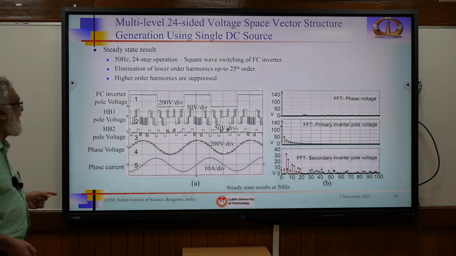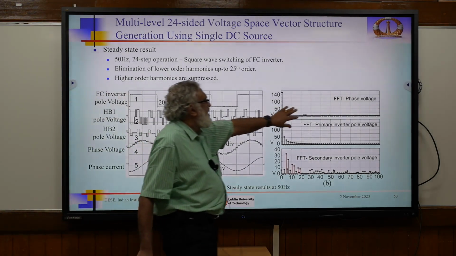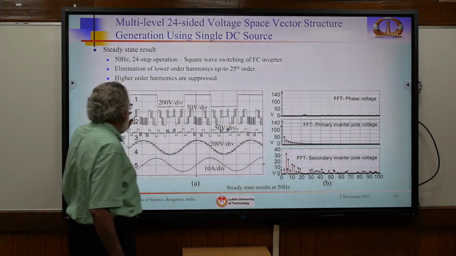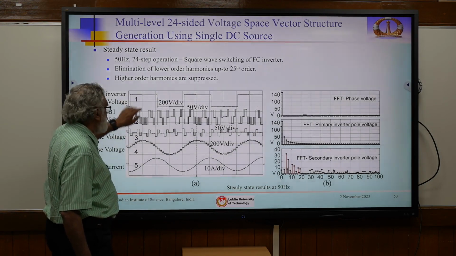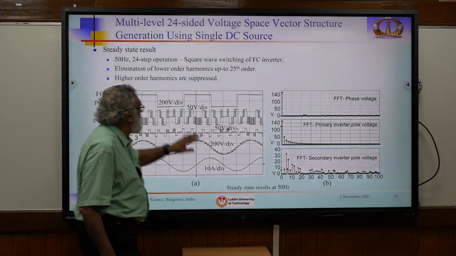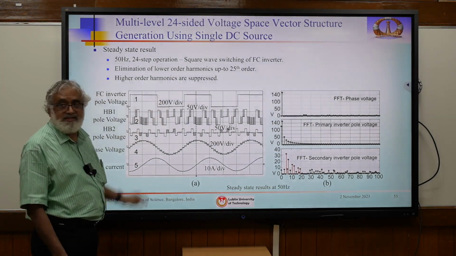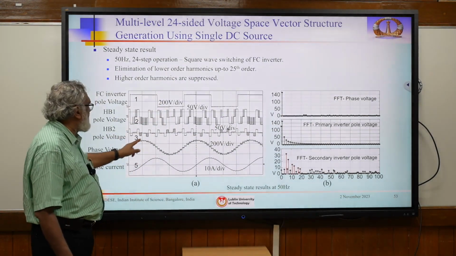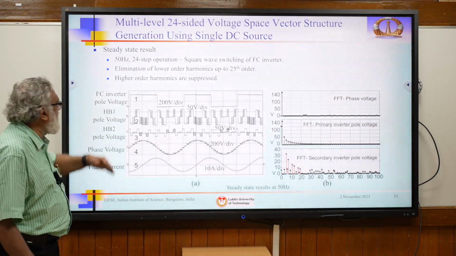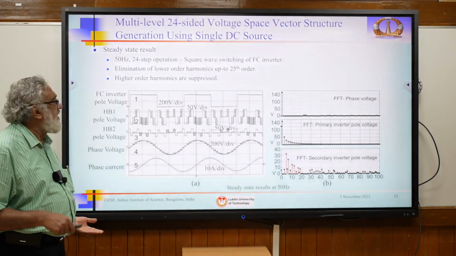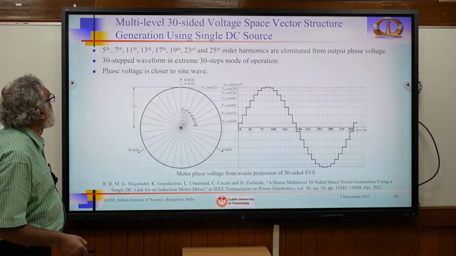See, if you see here, this is the harmonics of the main inverter. Then harmonics are suppressed here. So the main inverter, even though 3-level, goes into 6-step mode, square wave mode operation. See, the output phase voltage is a nearly 24-step. At various speeds, you get a 24-sided thing. Multi-layer operation is possible.